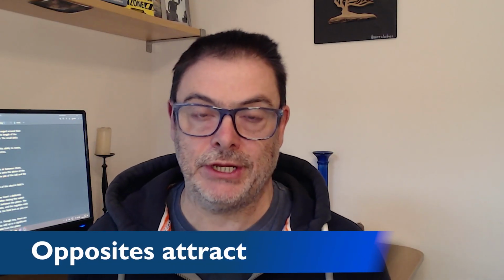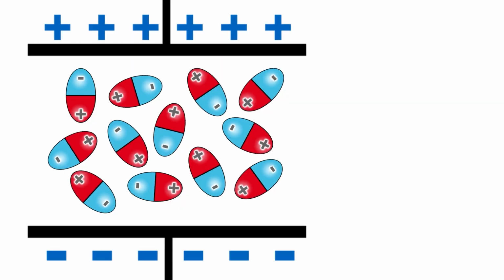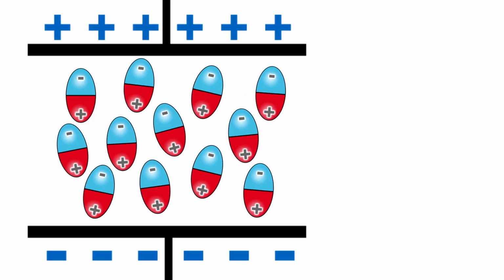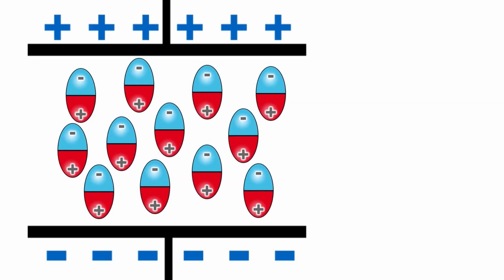And it's at this point that the dipole begins to work its magic. This is because the negative end of the dipoles is going to be attracted to the positive plate, and the positive end of the dipoles is going to be attracted to the negative plate. Therefore, the dipole molecules will all rotate and line up, as you can see.